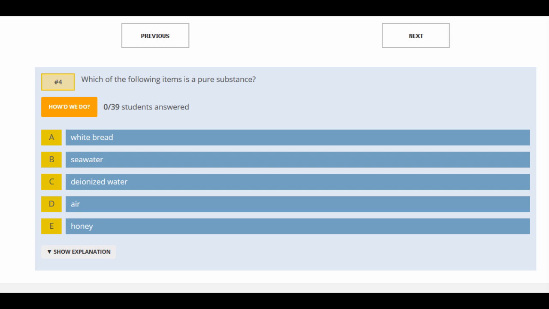Which of the following is an example of a pure substance? If you believe there's more than one answer, select more than one. Your choices are white bread, seawater, deionized water, which is the stuff that comes out of here, air, and honey. Talk with your neighbor if you need to. We'll give you about 20 or 30 seconds.